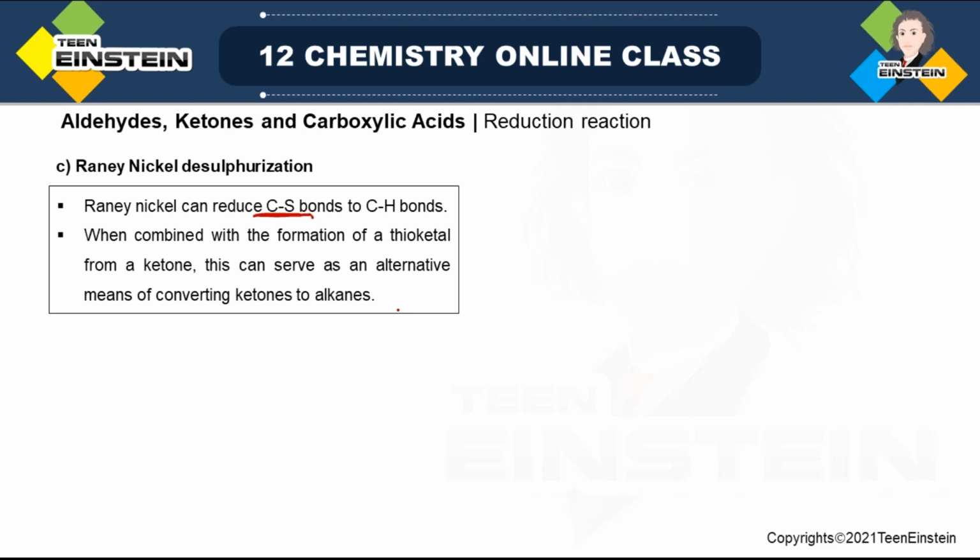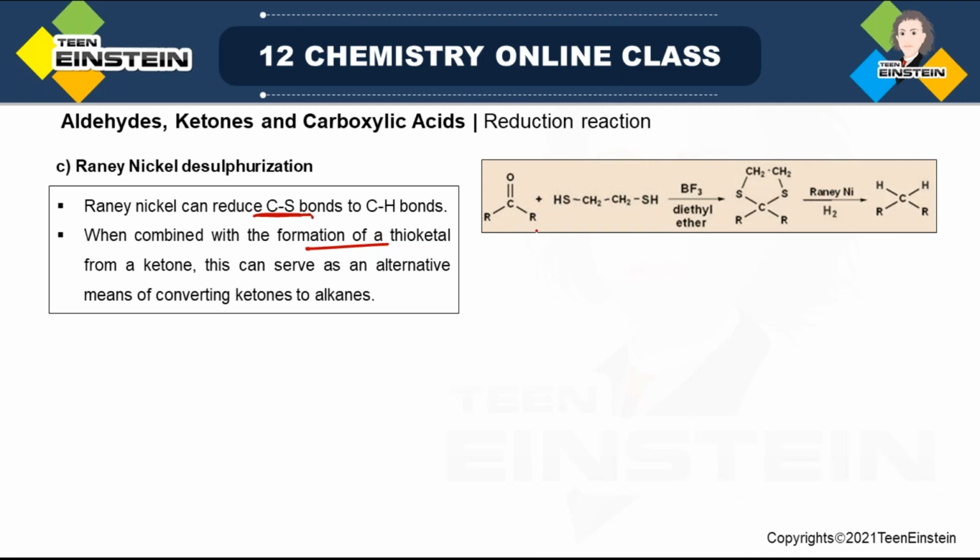Now this is combined with formation of thioketal. Remember we have discussed acetal. Now in place of acetal, we take two alcohol, but instead of taking two alcohol molecules or two OH groups in the same molecule, if we take two SH groups, which is an analog of OH, in that case the acetal that is formed, we call it thioketal. So first we have to generate this thioketal from a ketone, and this is also an alternative means for converting ketones to alkanes.